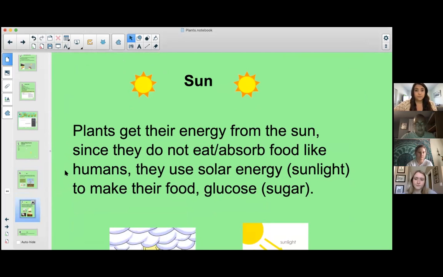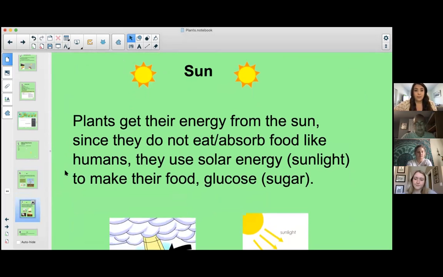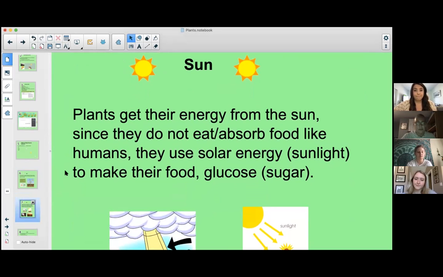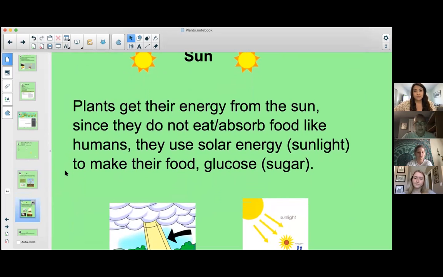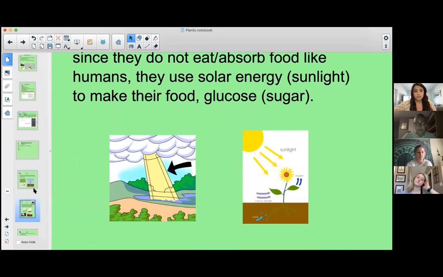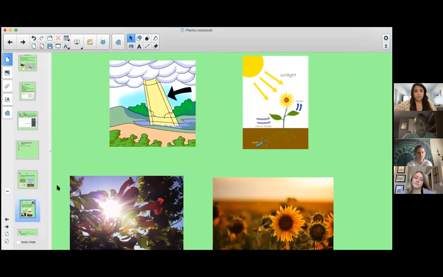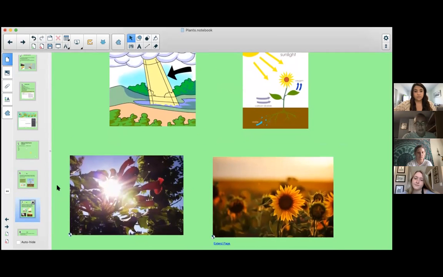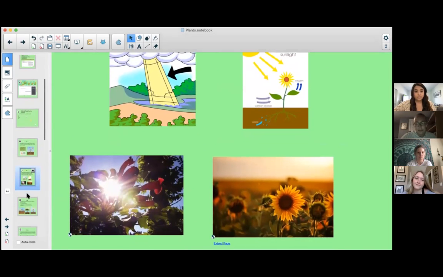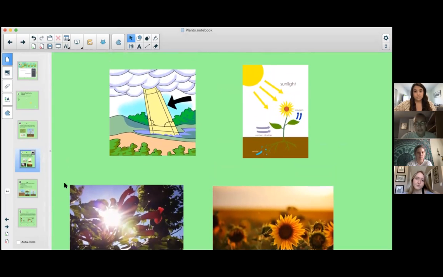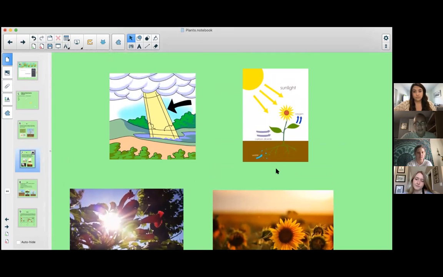Moving on to sun, plants get their energy from the sun. Since they don't eat or absorb food like humans do, they use solar energy, which is sunlight, to make their food, which is glucose, also known as sugar. These are some great visuals explaining how that happens. As you can see up here, the flower is absorbing that sunlight, carbon dioxide is going in, and oxygen is going out. Moving on to the next slide.